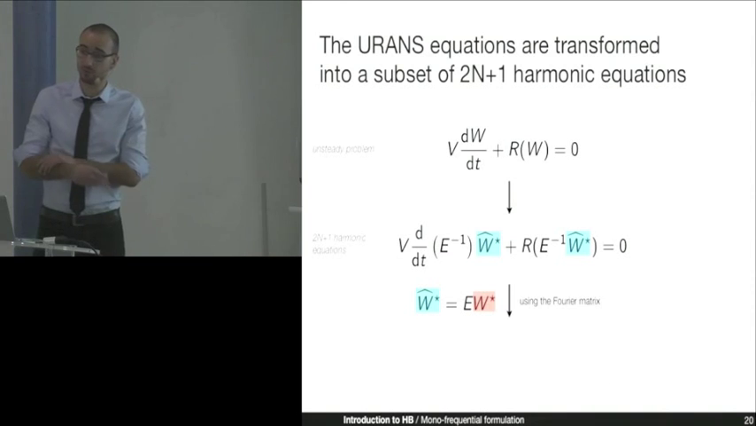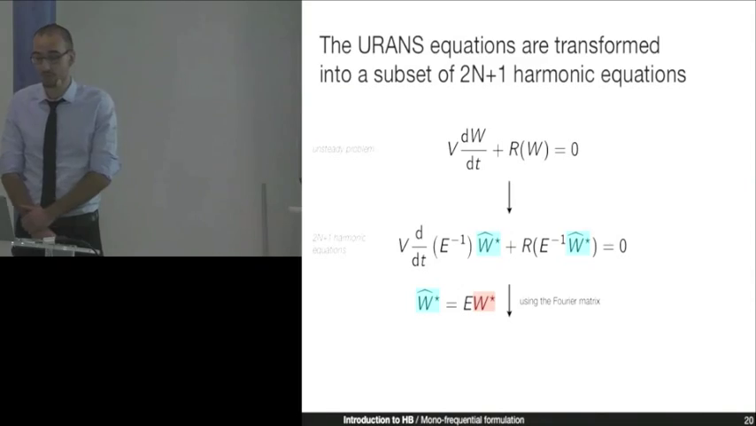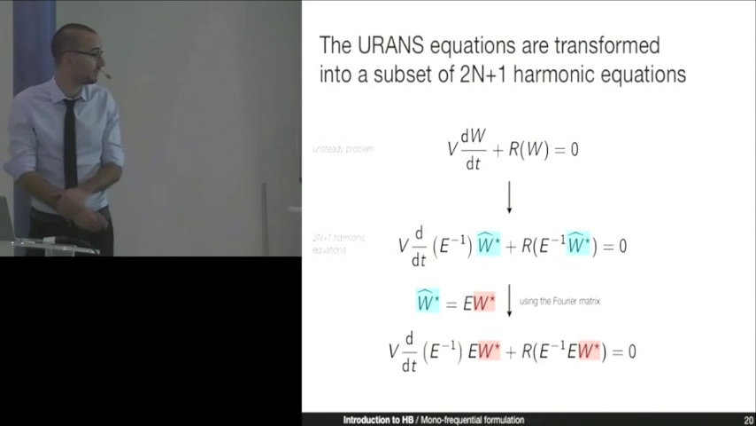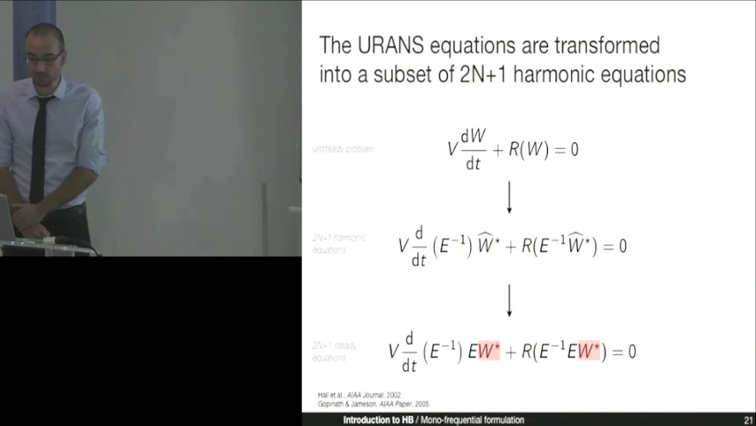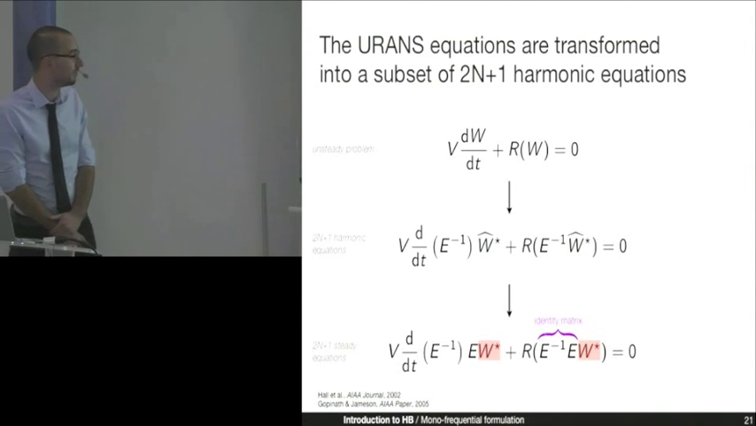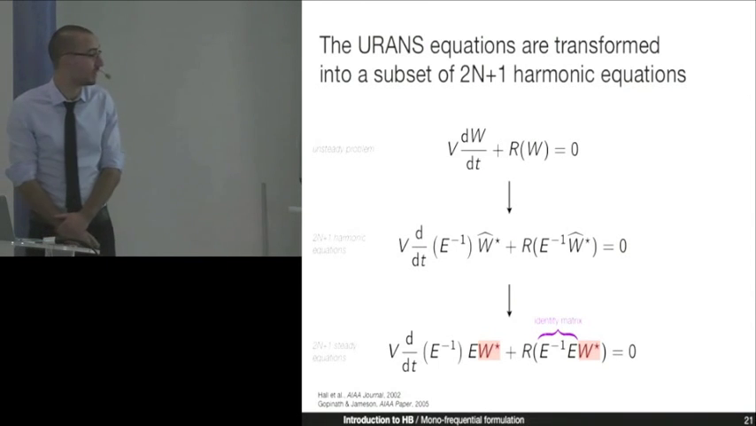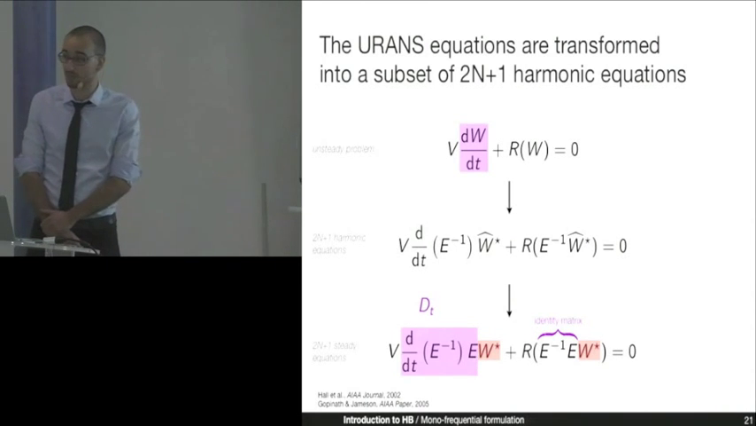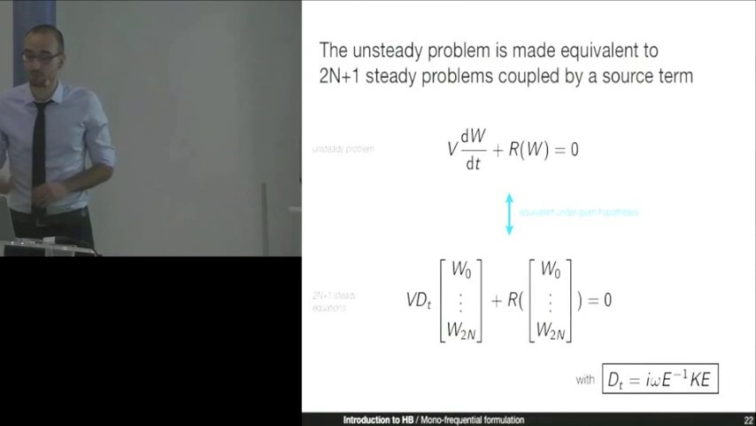But what we want to do is to cast back to the time domain. So we use the Fourier transform matrix so that we can go back to the time domain. And then at the end of the day, we get 2n+1 steady equations, where you can see on the right-hand side that E minus 1 multiplied by E yields the identity matrix. And we get the time derivative operator that is assimilated to a source term. This can be rewritten like this, and you can see that the unsteady problem has been transformed into the solution of 2n+1 steady problems.